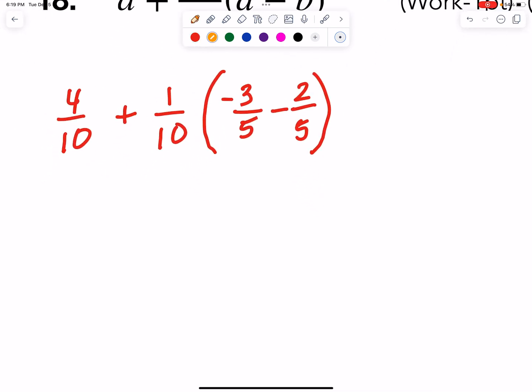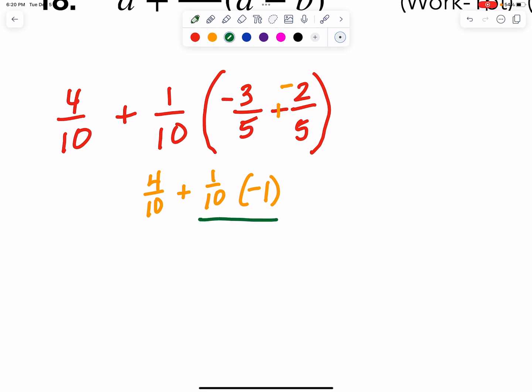So negative 3/5, KFC it. Plus a negative 2/5, same signs, add and keep. So 3, 4, 5. We actually have a negative 5/5 here. Which, if we actually solve negative 5 divided by 5, is actually just negative 1. So I can get rid of that and just write negative 1. Okay, and then we have 1/10, and plus the 4/10. So I have the 1/10 times a negative 1.